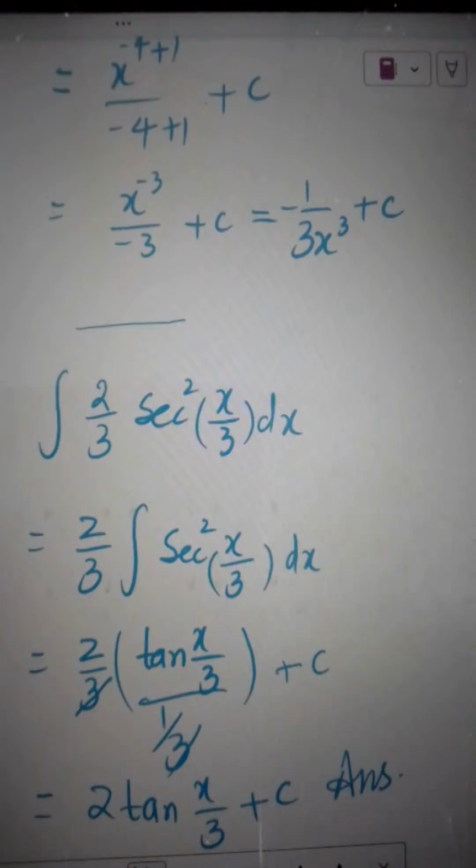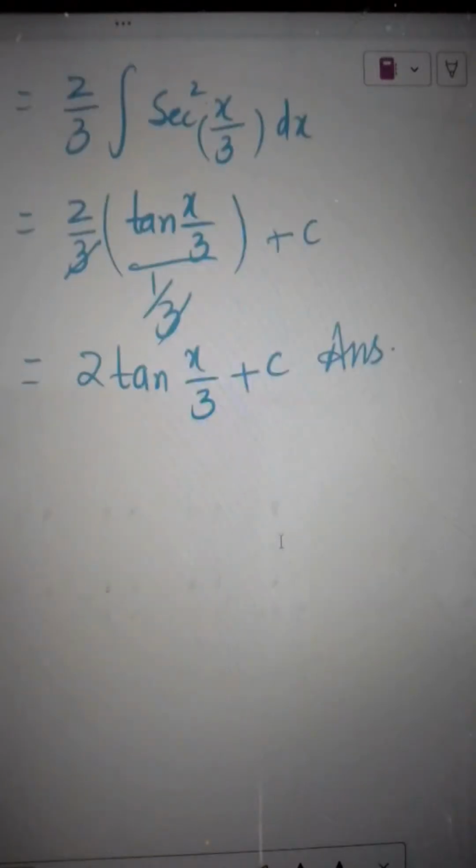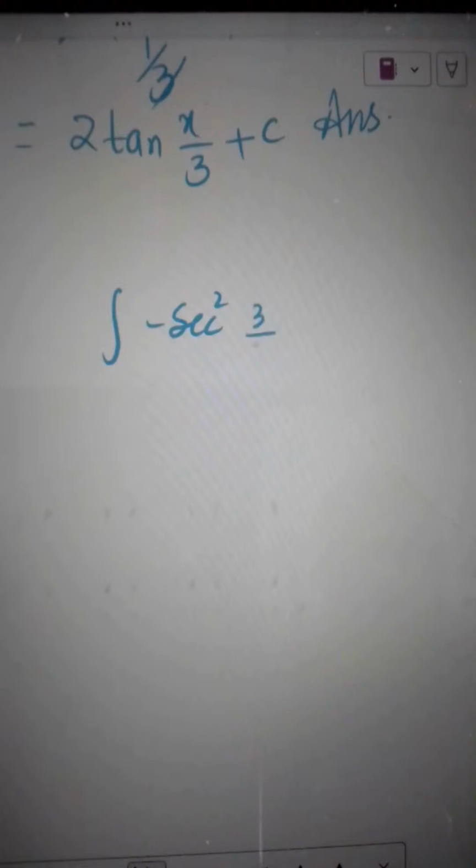So let us select another part where we can integrate secant square again. Let us begin integrating another secant. So it is minus secant square 3 by 2x. So let us integrate this under dx.